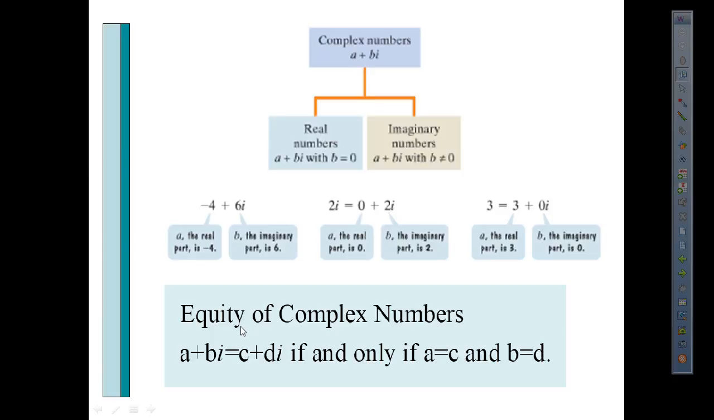Now there is a rule for the equality of complex numbers. It says a plus bi is equal to c plus di if and only if a equals c and b equals d. For two complex numbers to be equal to each other, the real parts must be equal and the imaginary parts must be equal. Not or, but and. Both parts have to be true. a would have to equal c and b would have to equal d for these two complex numbers to be equal.